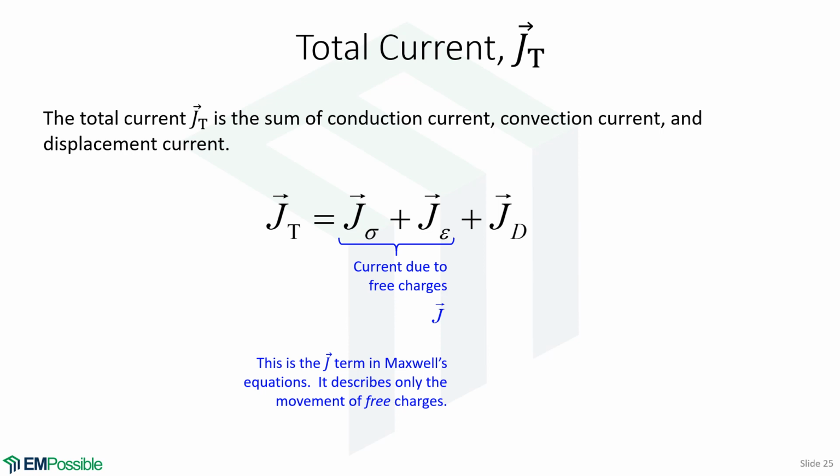We tend to lump these together and just call this J. And this is the J term that we see in Maxwell's equations. The J term in Maxwell's equations does not include this displacement term. That's accounted for in the derivative of the electric flux density. So even though this is a current, it's just treated differently in Maxwell's equations.